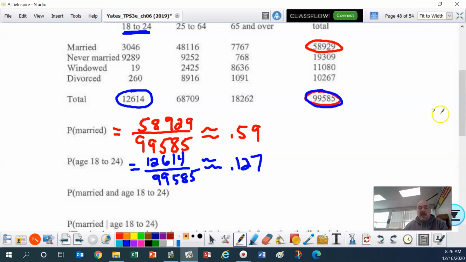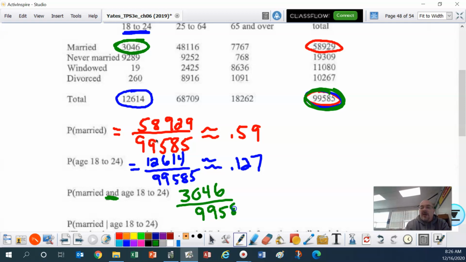Okay, the next one says, well, married, whoops, I didn't want gray, I wanted green. Married and that age group. Okay, well, married and that age group, that's going to look at your row and column. That's the 3,046. And that's going to be over the total 99,585, which is approximately 0.03. Now, those are not conditional yet. Okay, here we go with the conditional.